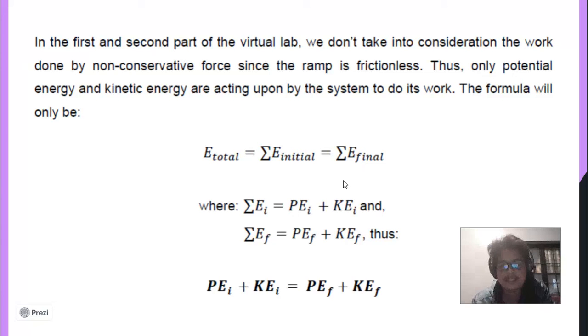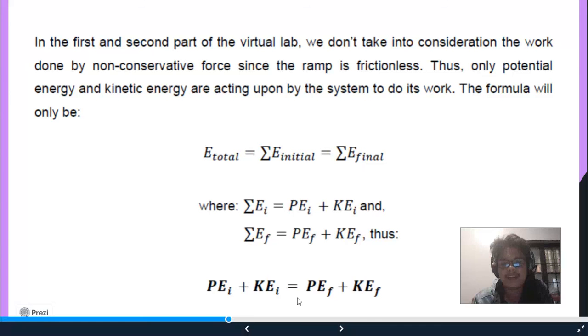And thus, substituting that, from the summation of initial energy to the summation of final energy below, we can see that the initial potential energy plus initial kinetic energy will always be equal to the final potential energy plus the final kinetic energy, or the summation of the final energy. So from there is derived the total mechanical energy, or the law of conservation of energy. So that is it for examples. These are the examples.